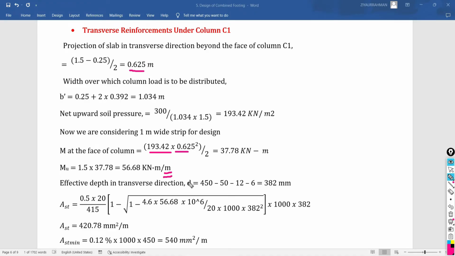That is the most important thing. Now the effective depth in the transverse direction. Actually the overall depth we know is 450, minus 50 mm clear cover, minus 12 mm.